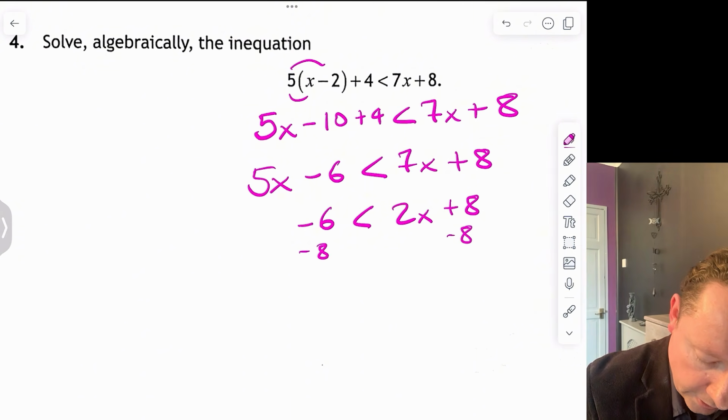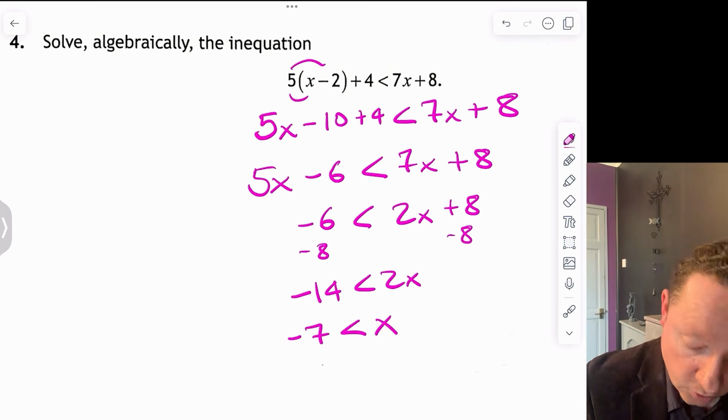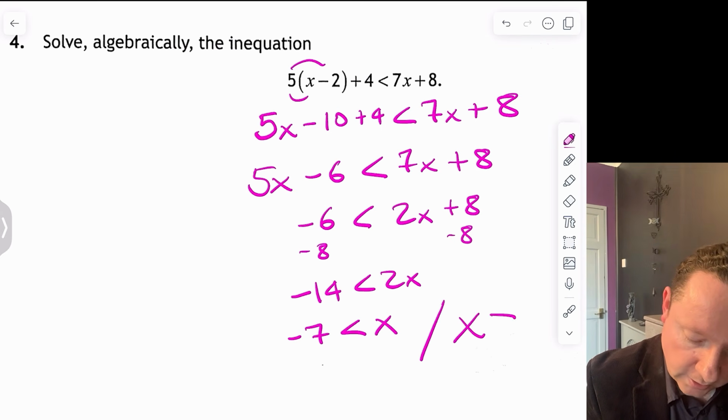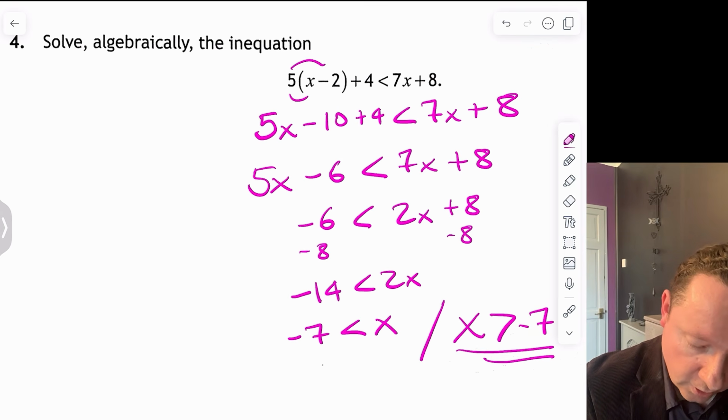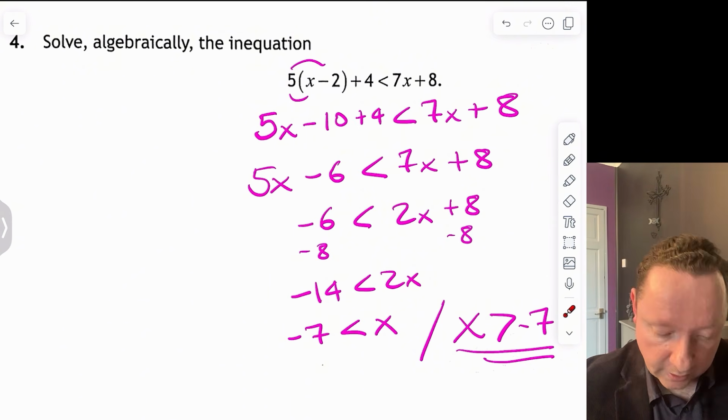Minus 6 minus 8 is minus 14, which is less than 2x. And divide by 2: minus 7 is less than x. I have solved it. You'd probably find it like that, but to write it the right way, just flip the sign. X is greater than minus 7. Now, you would have also had to flip the sign if you had done your x's on this side, because you would have ended up with a negative x, and when you divide by a negative, you flip the sign.